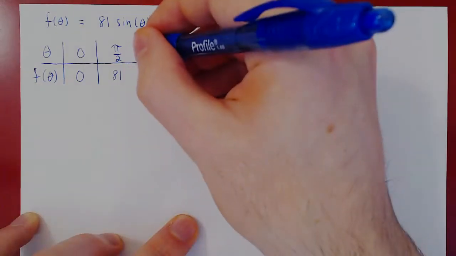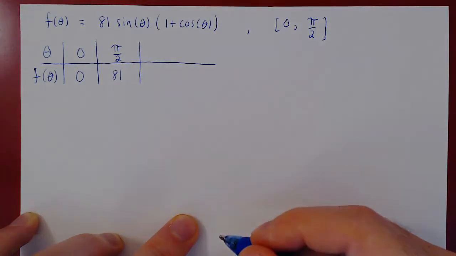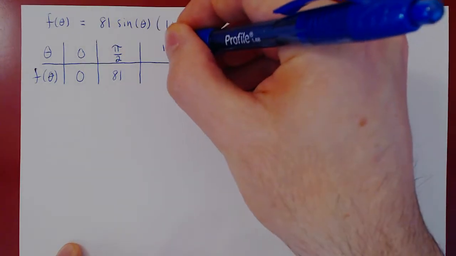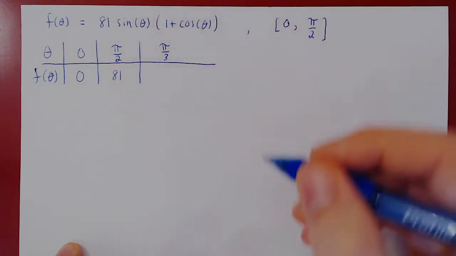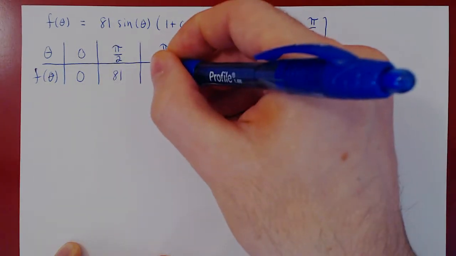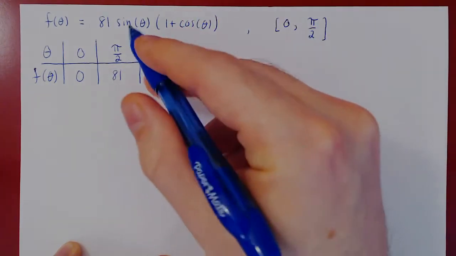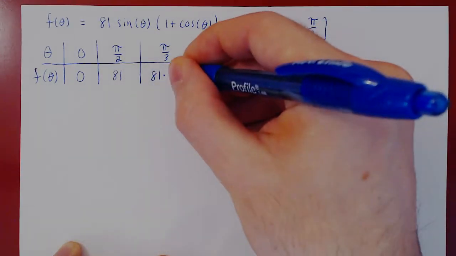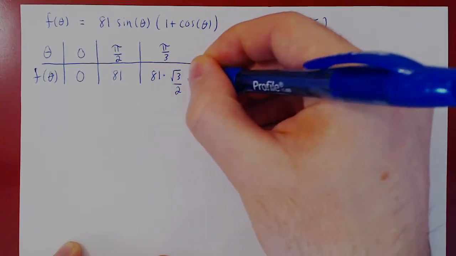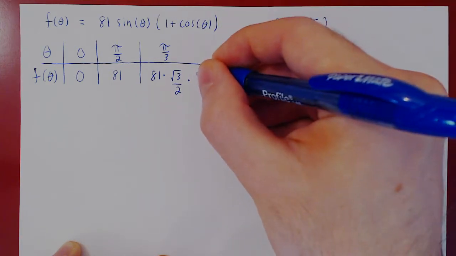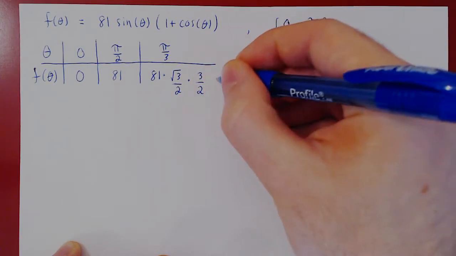centimeters squared. And finally, the other point that may give us a maximum or a minimum was the critical point theta equals pi over 3. Well, let's see. We have 81 times, if you remember, sine of pi over 3 is root 3 over 2 times, cos of pi over 3 is 1 half. 1 plus 1 half is 3 half. So you get 3 over 2.